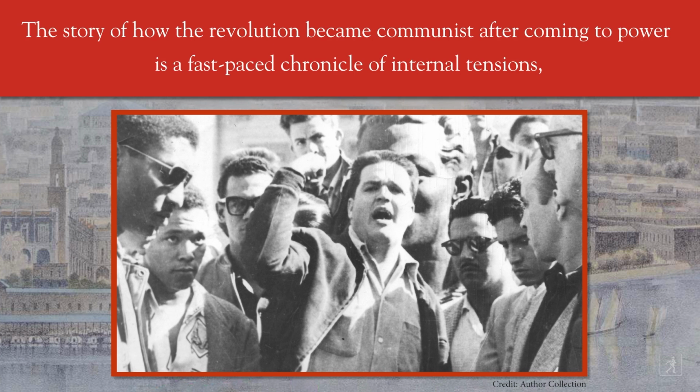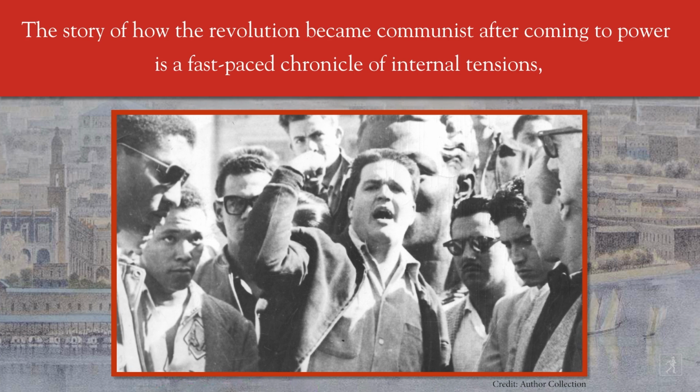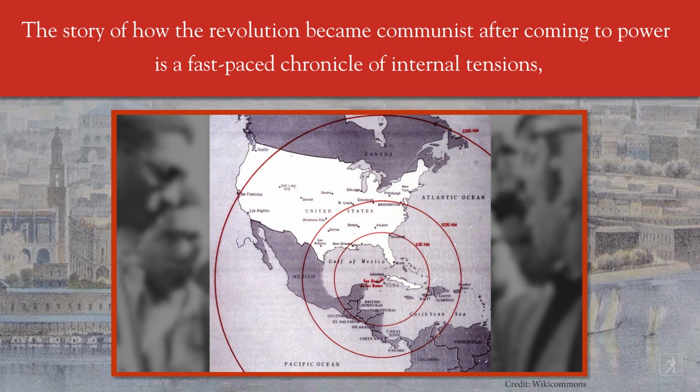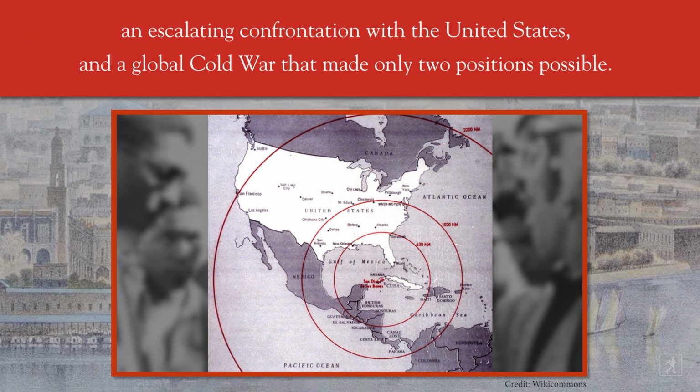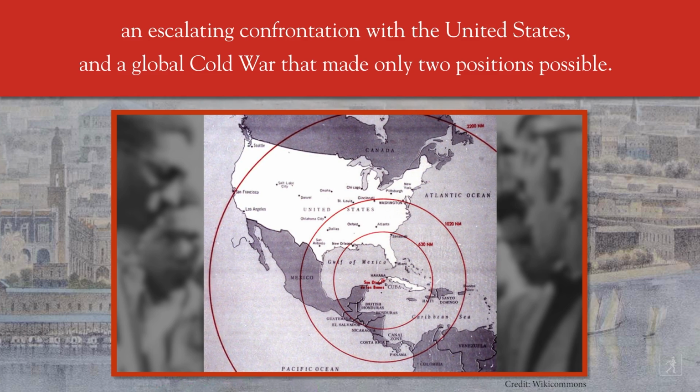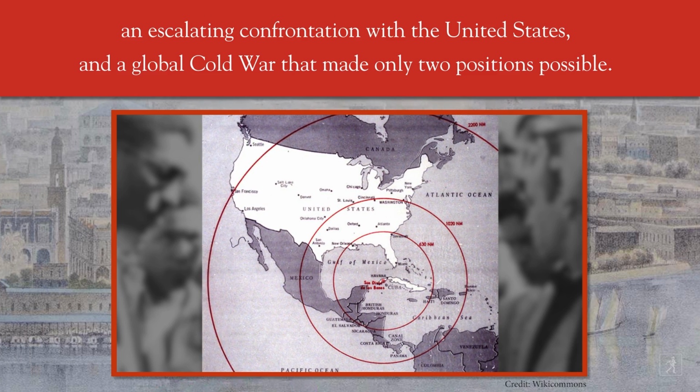The story of how the revolution became communist after coming to power is a fast-paced chronicle of internal tensions, an escalating confrontation with the United States, and a global Cold War that made only 2 positions possible.